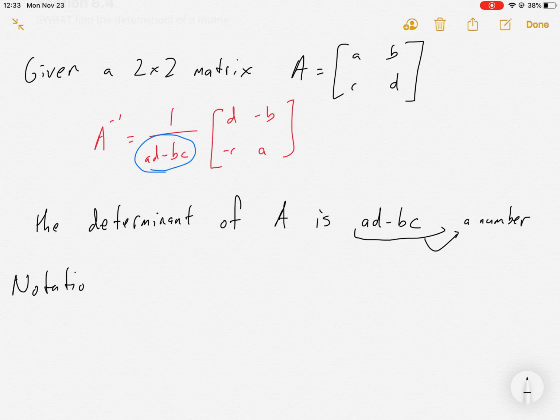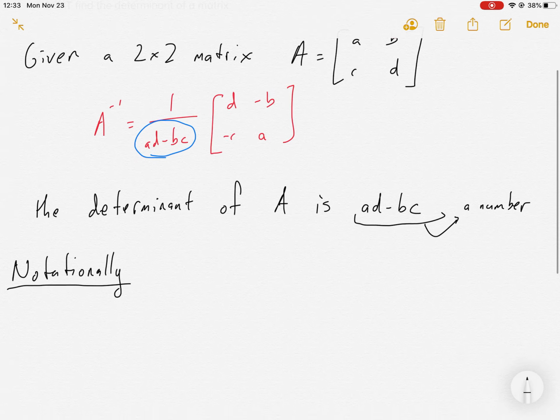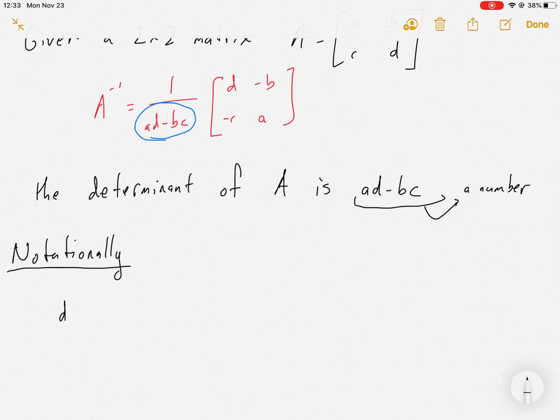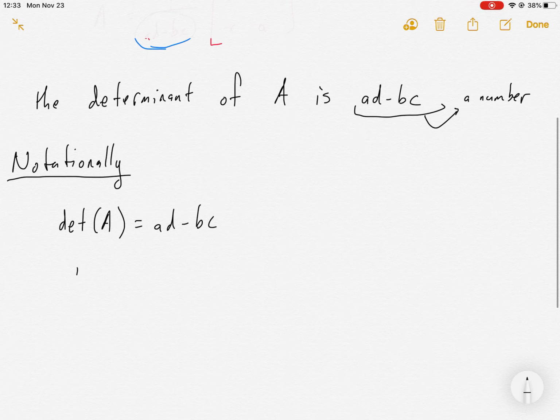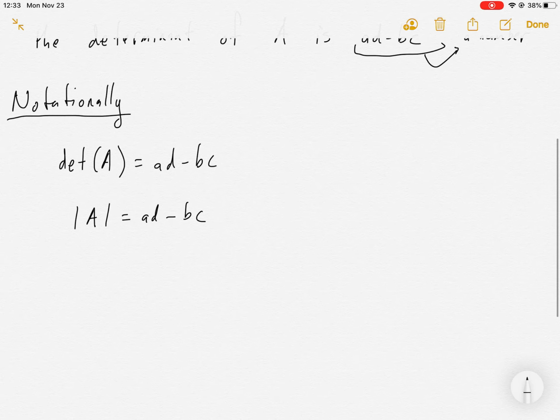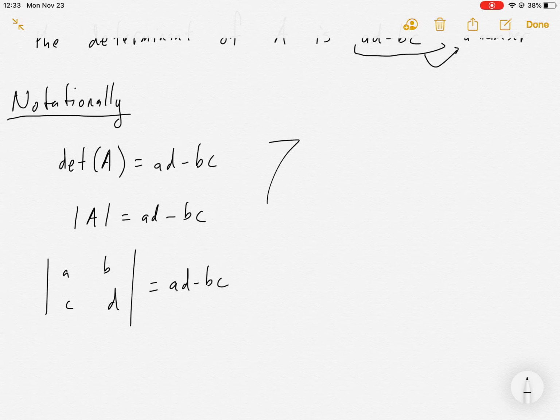Notationally, you'll see this in a couple different ways. Oftentimes you'll see det of A, or you'll see something like this. It looks like the brackets we usually use for a matrix, except it's more like an absolute value symbol. Or you'll even see the matrix with just an absolute value around it. So all of these are fine.